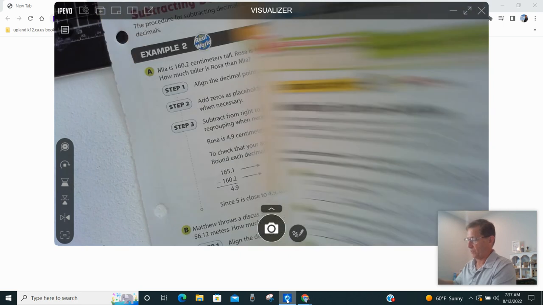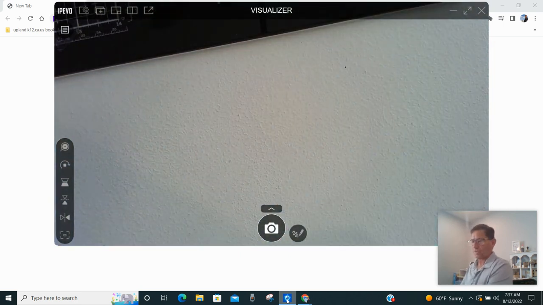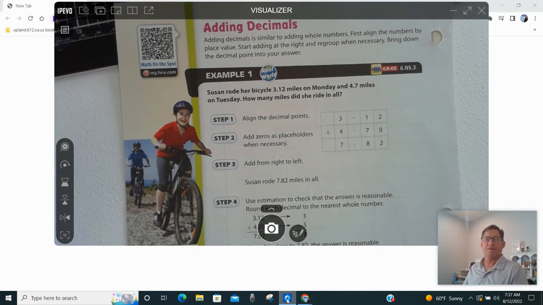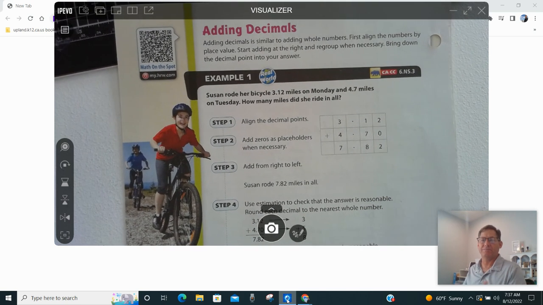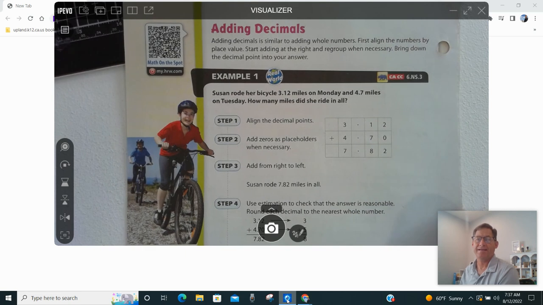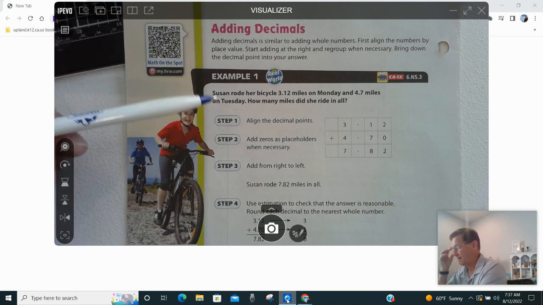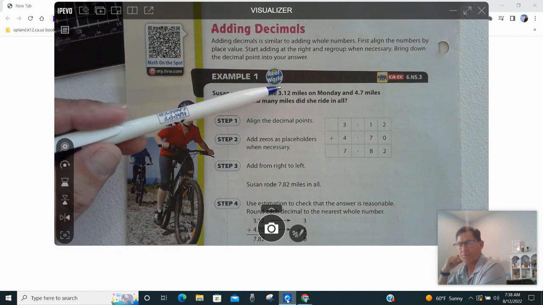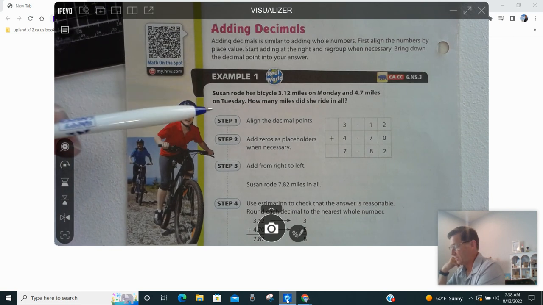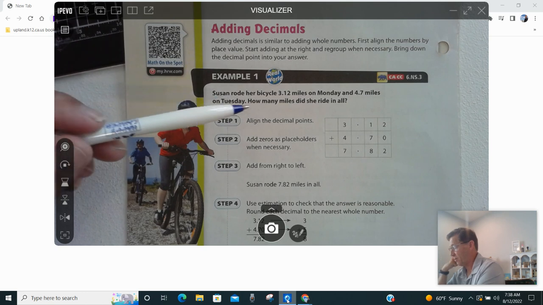So let's go to page 114. Well, adding decimals is similar to adding whole numbers. We just have to align the numbers by place value and start adding at the right and regroup when necessary. Bring down the decimal point into your answer. And so example 1 shows that. So Susan rode her bicycle 3 and 12 hundredths miles on Monday and 4 and 7/10 miles on Tuesday. How many miles did she ride in all?